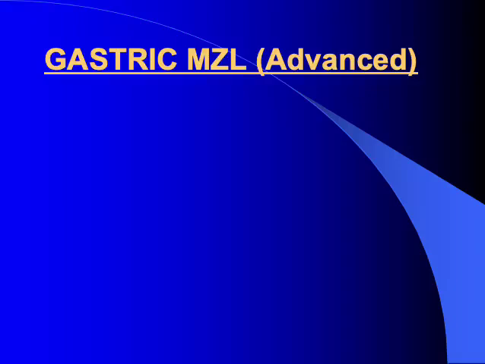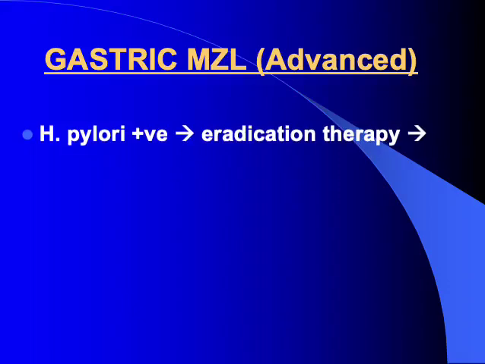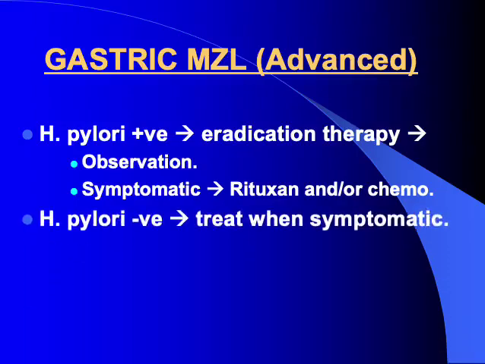In case of advanced gastric marginal zone lymphoma, stage 3 and 4, still we treat with H. pylori eradication therapy, and then observe the patient. If the patient becomes symptomatic, then we use Rituxan with or without chemotherapy. So even with advanced disease, we do not jump to the chemotherapy and rituximab. For H. pylori negative, we treat when the patient is symptomatic.